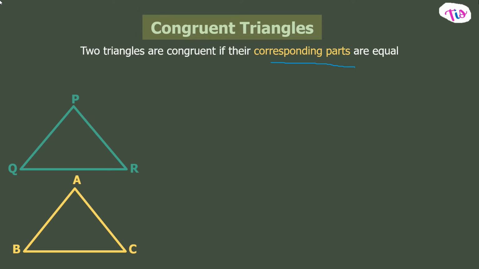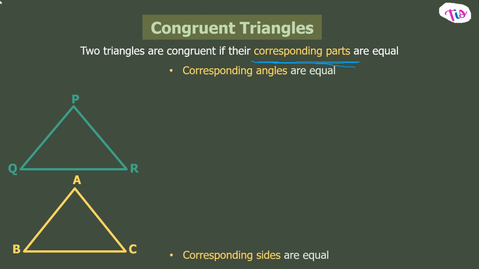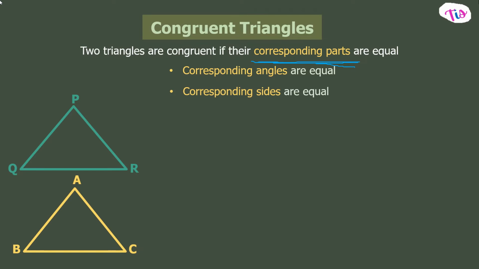Now you need to keep this word in mind. Corresponding parts are equal means either their corresponding angles are equal or corresponding sides are equal. Okay, so two triangles are congruent if their corresponding angles are equal or corresponding sides are equal, right? So if angle P, this is angle P, if this angle P is equal to angle A, angle Q is equal to angle B, and angle R is equal to angle C. So this angle is equal to this, right? P is equal to A, Q is equal to B, and R is equal to C.